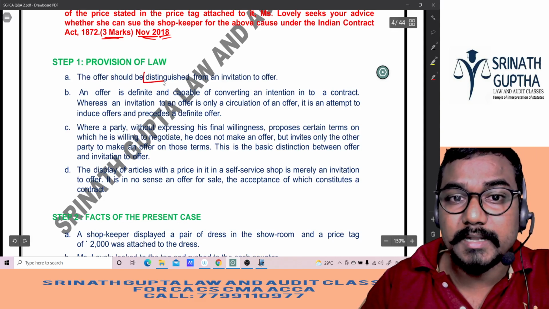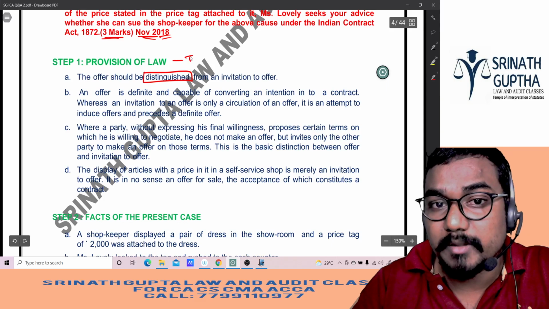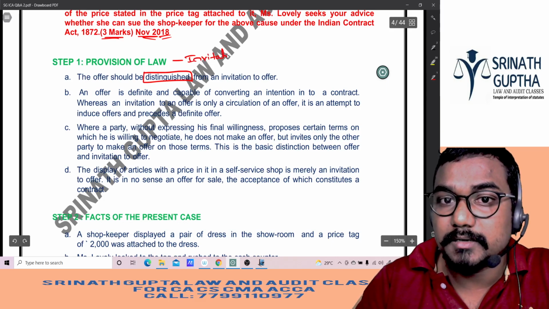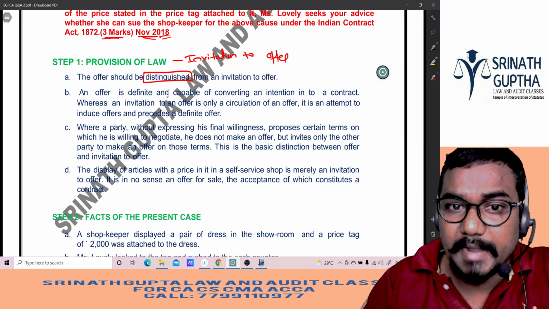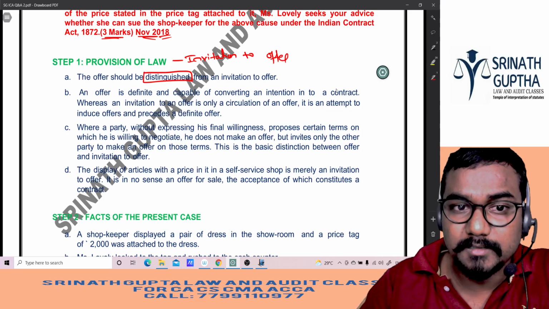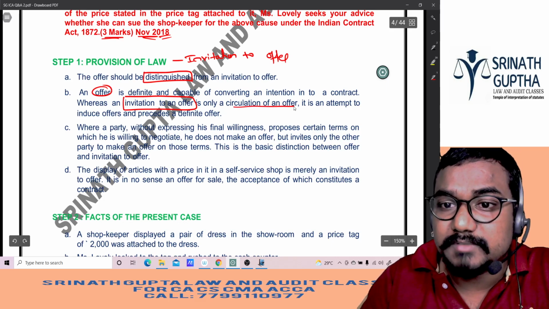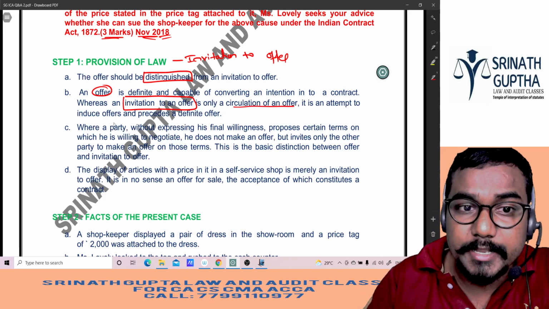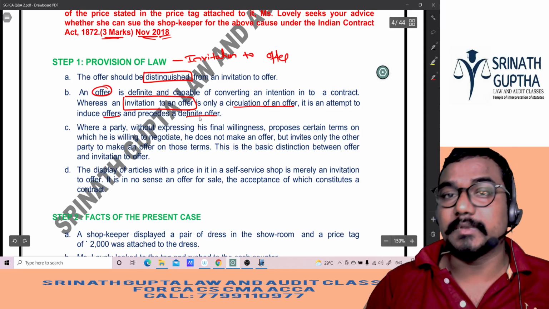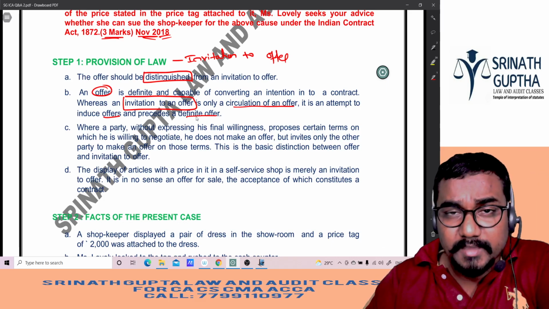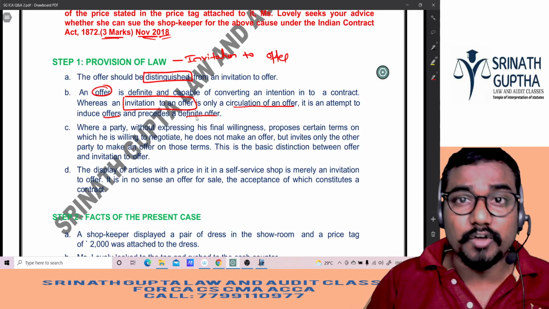Offer should be different from the invitation to offer. So here it is an invitation to offer but not an offer. Offer is definite and capable of converting an intention into contract, whereas invitation to offer is only circulation of the offer. It is an attempt to induce the offers. Inviting the offers precedes the definite offer. That means it is not a definite specific offer. We are inviting the offers. Displaying the goods means inviting the offers from the customers. That is not an offer, beta.